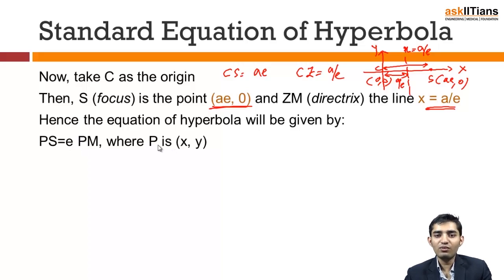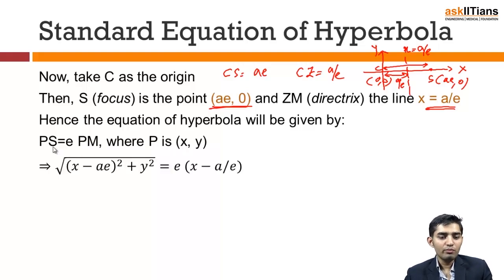Now P is a point which is moving in a plane, so let me take this P point as some other point, x comma y. So PS you can write down by distance formula, this is P, this point is S, so you will get PS equal to E into PM. PM will be x minus A by E. Now if I square both sides and simplify, I will get this.